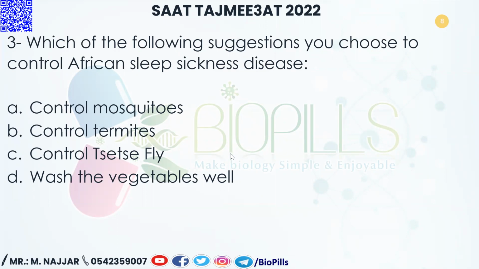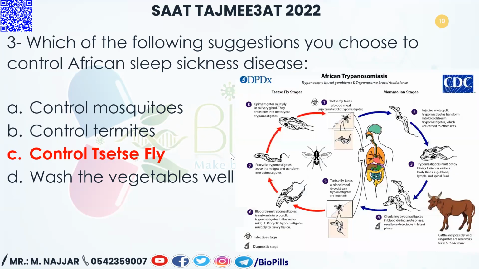So the correct answer here is tsetse fly, because we may make a confusion between the tsetse fly and the mosquitoes that are transmitting another disease, which is malaria. So it is here, this fly, the tsetse fly, that is transmitting the African sleeping sickness disease.